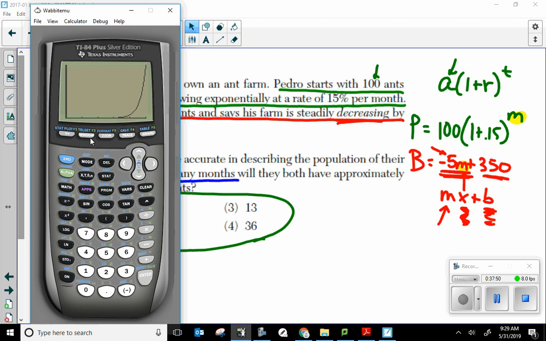Let's go to our window. Wow, look at this max. Are you kidding me? Let's change that max to, I know it's going to go as high as 350, so let's just call that 500. Let's try that. There it is. That max was like 100 million. That was crazy. Sometimes you got to play around with that. Here's the intersection point.